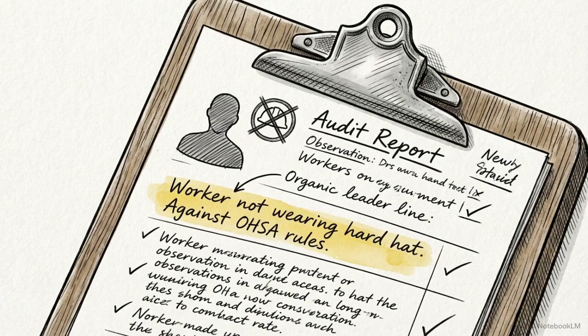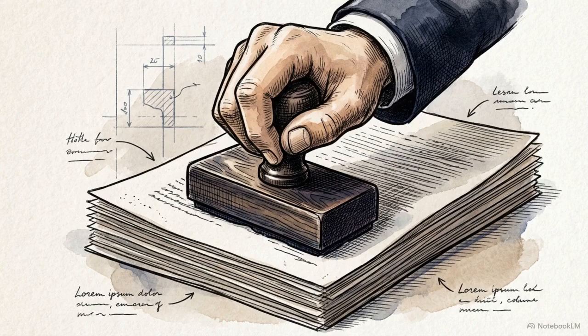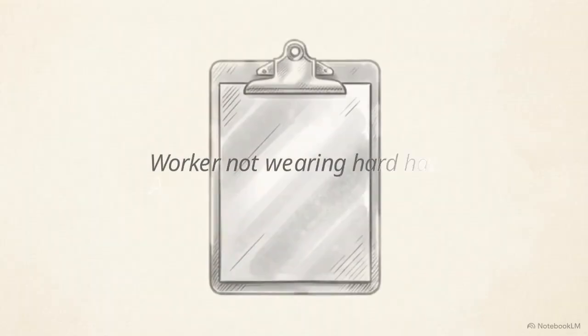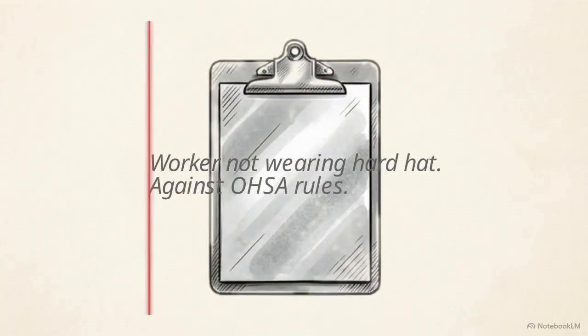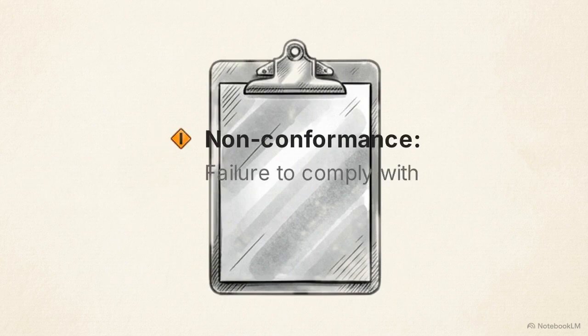Look at this observation: "worker not wearing hard hat, against OHSA rules." This phrasing is too vague for a legal document. It fails to identify the specific regulation violated, making the finding difficult to enforce during a formal audit. We translate that vague observation into an accurate legal citation. The correct entry reads, "Non-conformance, failure to comply with General Safety Regulations 2(1)."